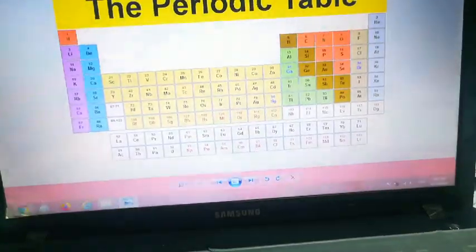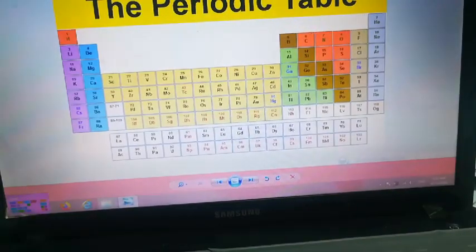Hi, my students. Today we will complete lesson 6.5. Last time we solved many balanced chemical equations. Today we will learn how we can write the formula of any compound.